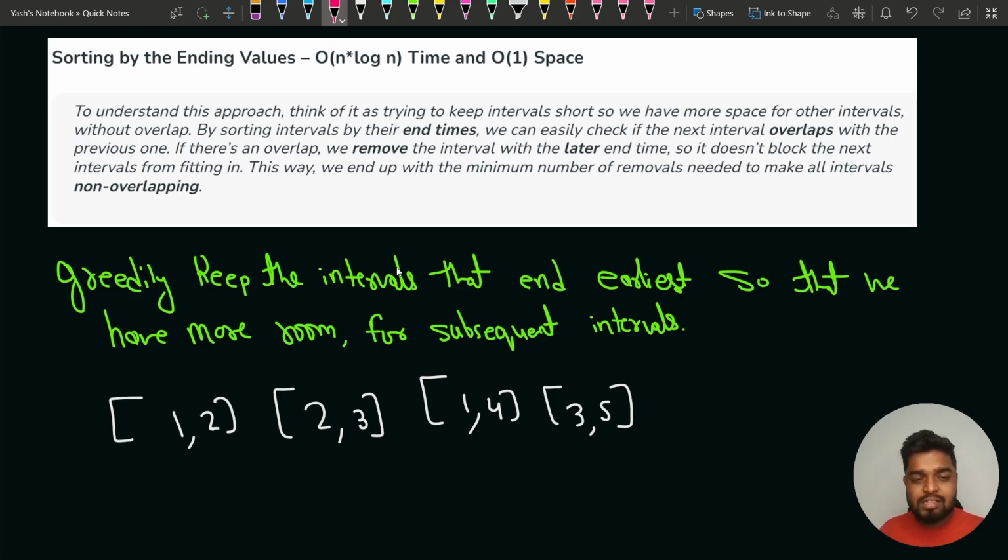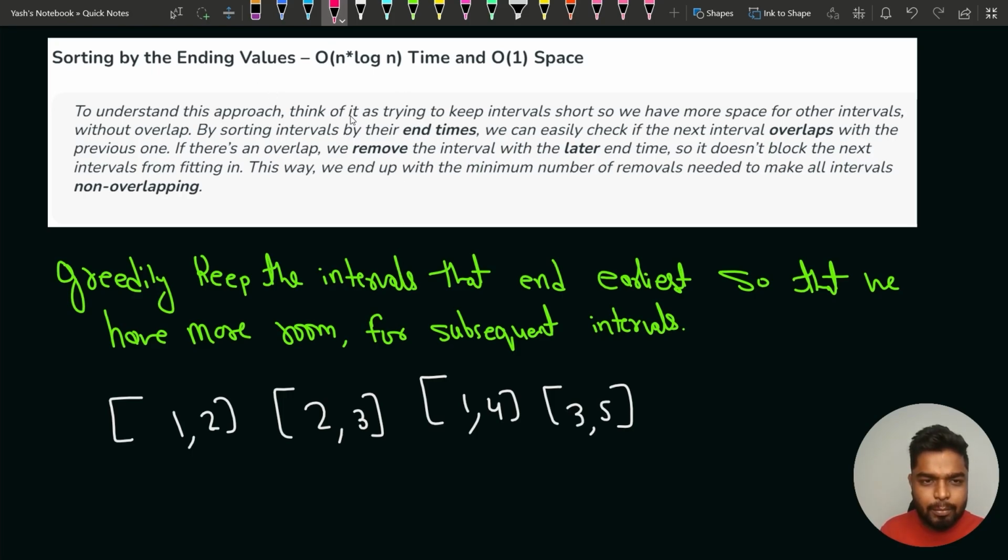And if you consider those intervals which have lesser ending time, then you have more room, more space for the future intervals. So chances of overlapping would be less here. So that is why we'll try to consider those intervals which have lesser ending time, because those intervals are ending earlier and you get time for the future intervals, because there will be no overlapping. If you consider lesser endings, then chances of overlapping with the subsequent intervals would be less here.